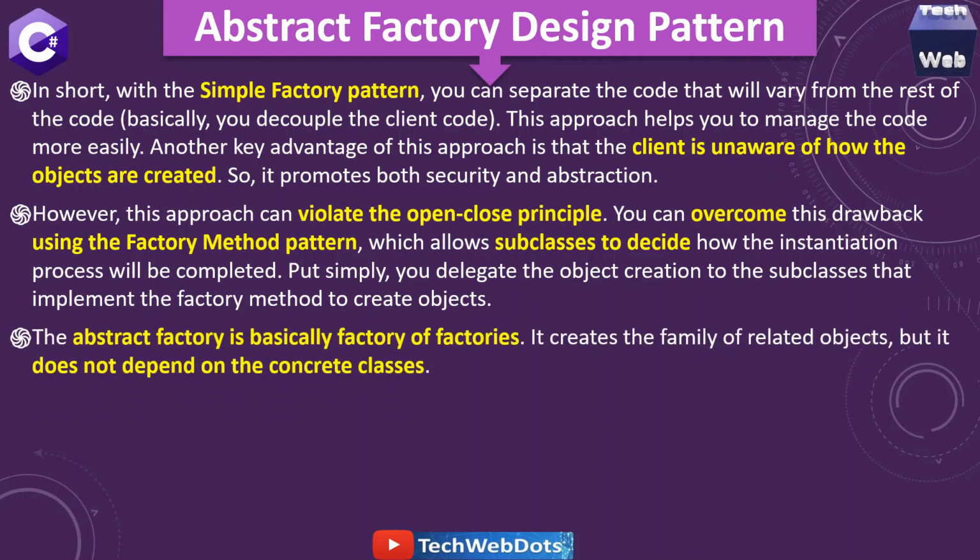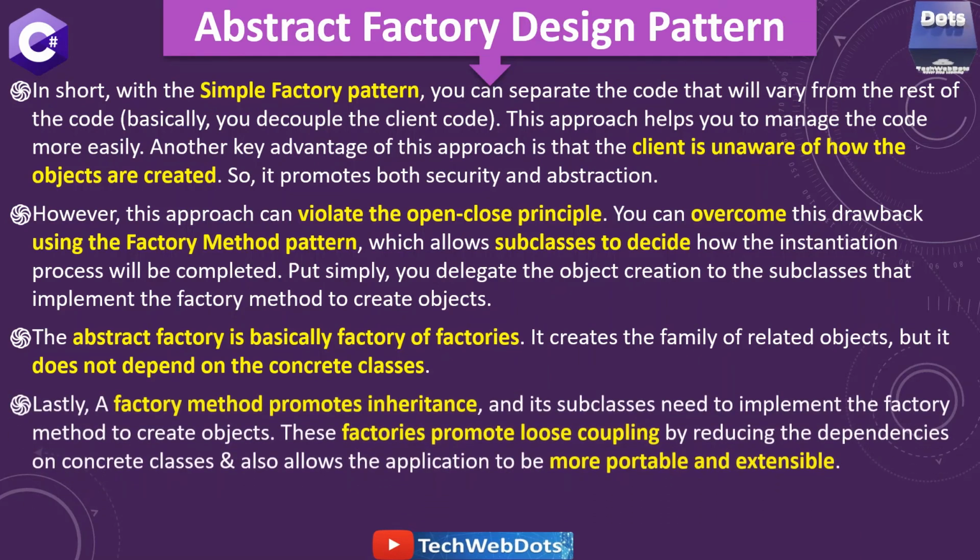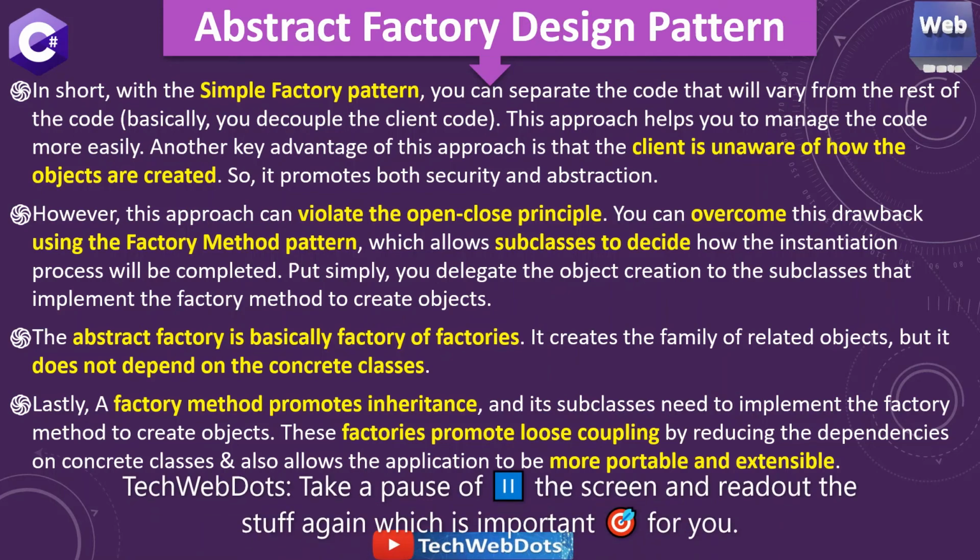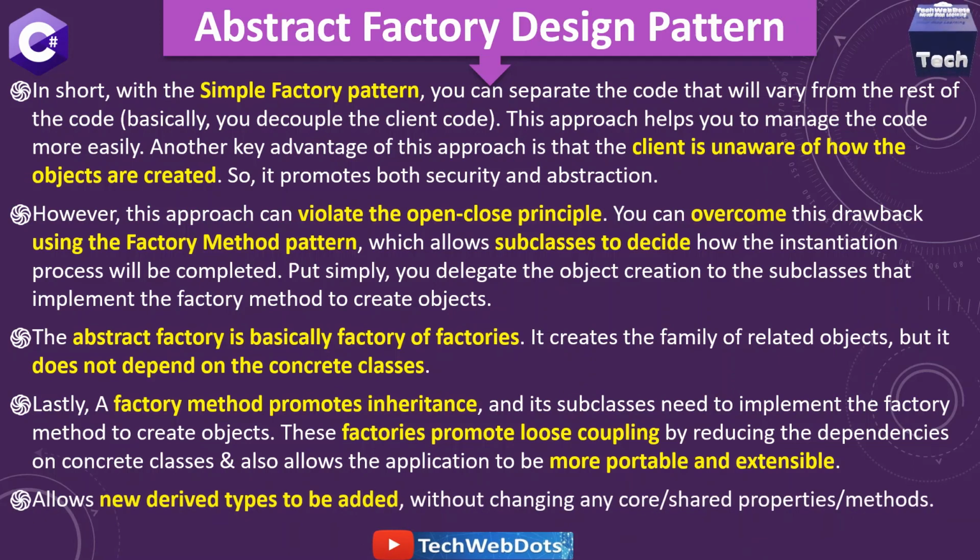And abstract factory is basically a factory of factories that we have already discussed, and it creates the family of related objects, but it does not depend on the concrete classes that we have seen in the practical part. Okay, and lastly, a factory method promotes inheritance, and its subclasses need to implement the factory method to create objects. So these factories promote loose coupling by reducing the dependency on concrete classes. Also allow the application to be more portable and extensible, okay, and allow new driver types to be added without changing any core or shared properties or methods. So that's the beauty of implementing the abstract factory design pattern.